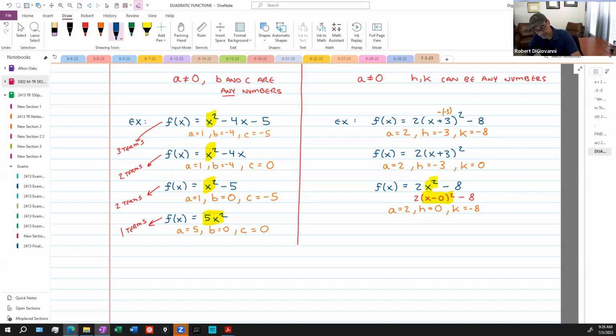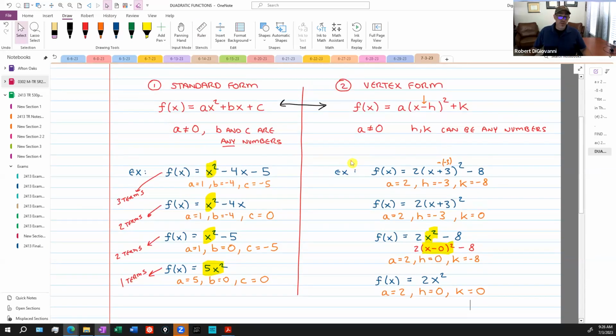Let me give you one more. What if we just have 2x squared? Well, if we have 2x squared, we could say here that a is 2. And for the same reason as the one before, h is 0 still. And we don't have a k out there, so k is 0. So we have all these different variations, okay? Standard form versus vertex form.